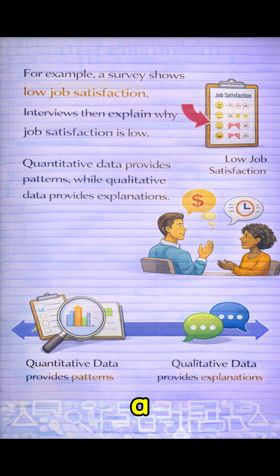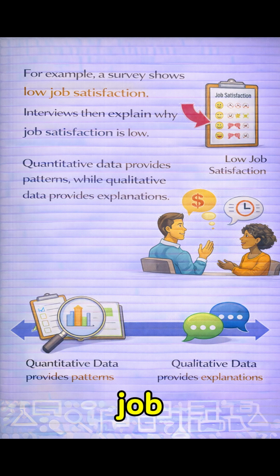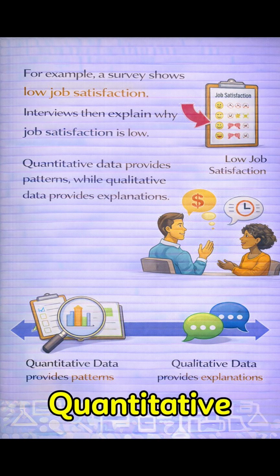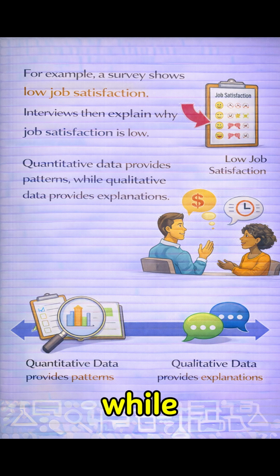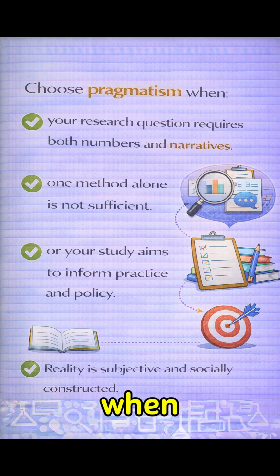For example, a survey shows low job satisfaction. Interviews then explain why job satisfaction is low. Quantitative data provides patterns, while qualitative data provides explanations. Choose pragmatism when your research question requires both numbers and narratives, one method alone is not sufficient, or your study aims to inform practice and policy.